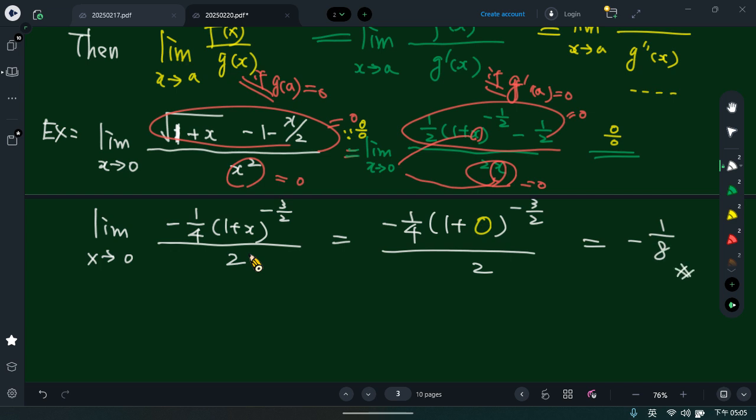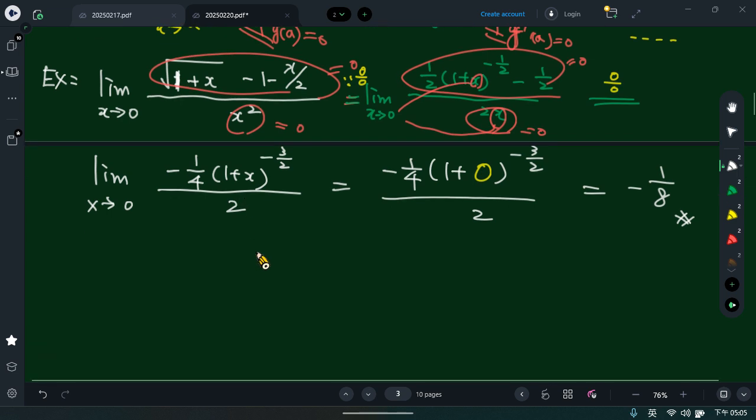Okay. So the rule is simple. You just continuously differentiate both parts, and once one of them is not 0, then this is the final result.